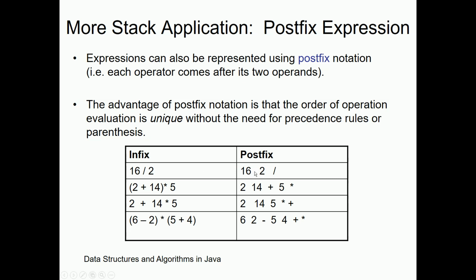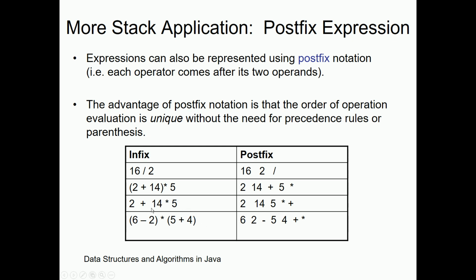So basically, if I divide 16 by 2, I don't write it like this. I write 16, 2, and divide. And then if I have 2 plus 14 multiplied by 5, I just say 2, 14, plus, 5, multiply. Which, as you can see, I don't really need to put any parentheses, because basically I'm just saying the order where the operation should happen in the postfix. And that's the same thing for this one. Basically, this is the difference between this one and this one if you remove the parentheses.